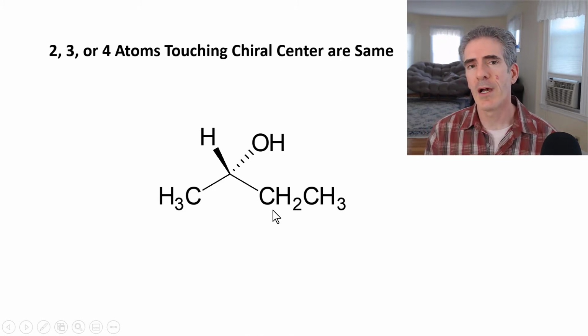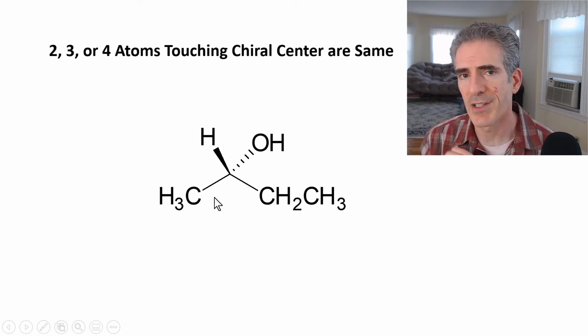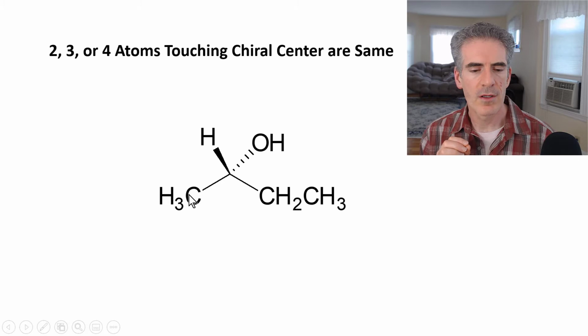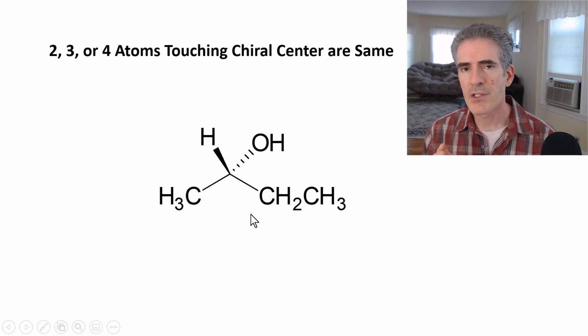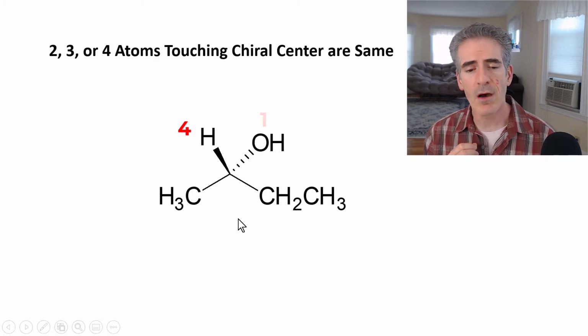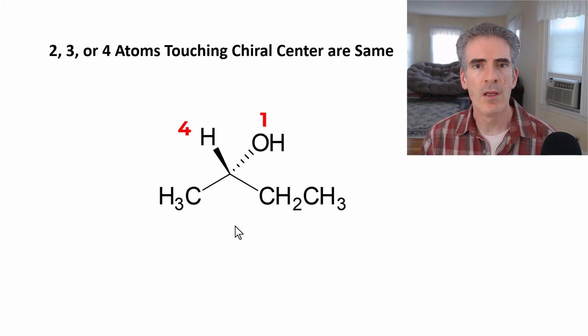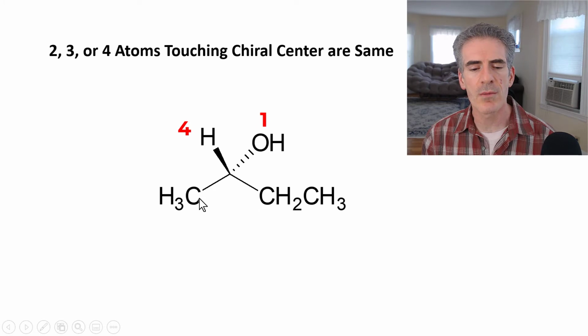What do we do now? All right, we still do the rule of look at the atom that is directly touching the chiral center. Carbon, hydrogen, oxygen, and carbon. All right, so we can at least say that hydrogen is going to be our lowest priority. So there's our number 4. And we can say that the oxygen is going to be our highest priority. So that's going to be our number 1. But how do we sort it out between these 2 carbons?